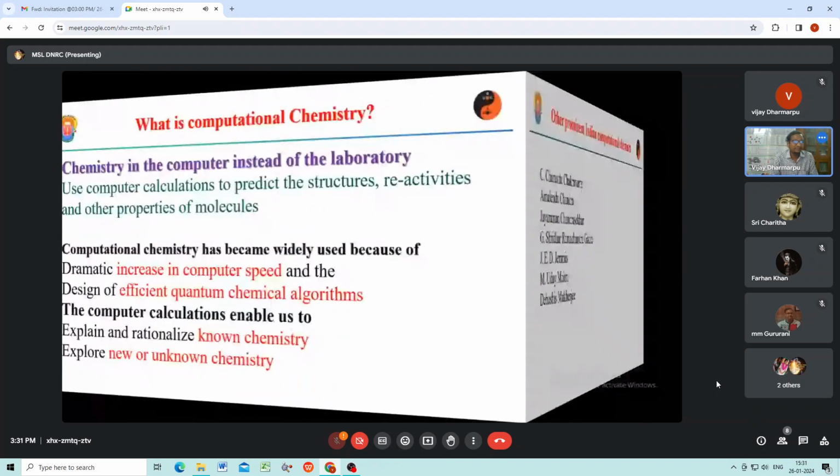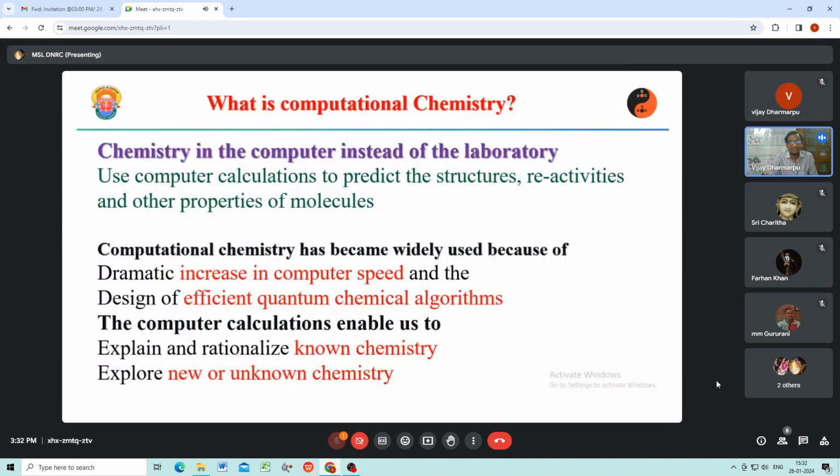Okay, these are the people who worked on computational chemistry in India and various parts of our world. So finally, what is computational chemistry? Why is computational chemistry important? It is chemistry in the computer instead of the laboratory.